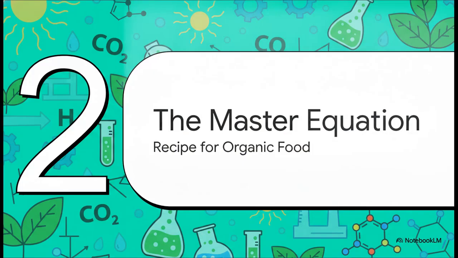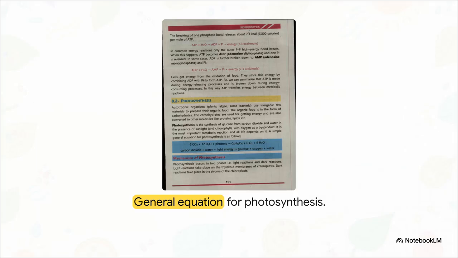Moving right along to section 2, the master equation, the recipe for organic food. हर फैक्ट्री को एक specific recipe चाहिए होती है, and our autotrophs have an exact chemical balance. Let's break down this master recipe. 6 molecules of carbon dioxide plus 12 molecules of water, powered by photons from light energy, gives us 1 molecule of glucose plus 6 molecules of oxygen and 6 molecules of water.